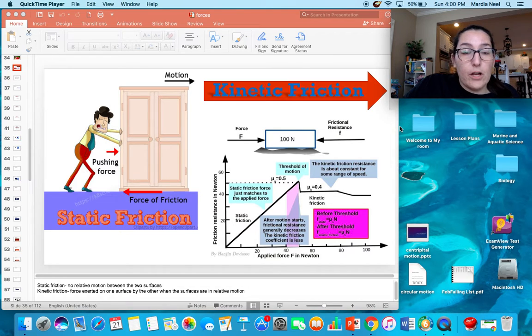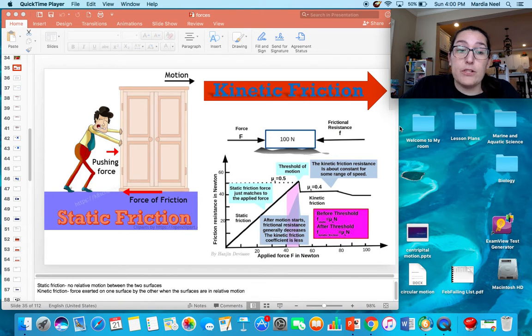So today we're going to be talking about friction. Friction is, there's two different types of friction. We usually think of friction as one thing, but there's two different types. Friction is a force that opposes the force of motion. So we've got our pushing force, or our forces that are going to cause something to move, and friction is going to be the force that opposes that.